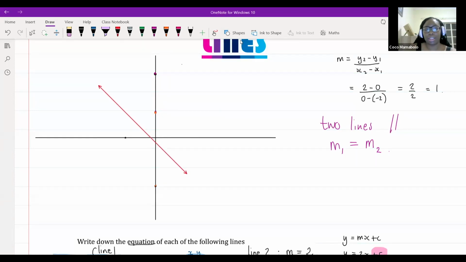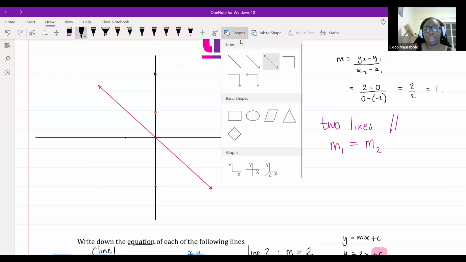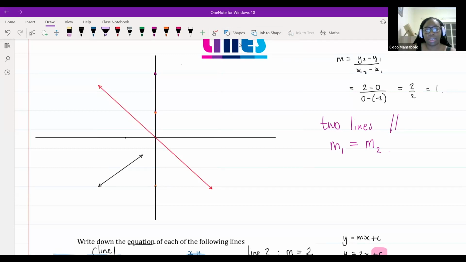If I have one line that goes like that, and another line that goes like that, let's say these two lines go through the origin. They give us a 90-degree angle in the middle, because that's what perpendicular means. Now this line is actually the line y equals x. I've just made that up.